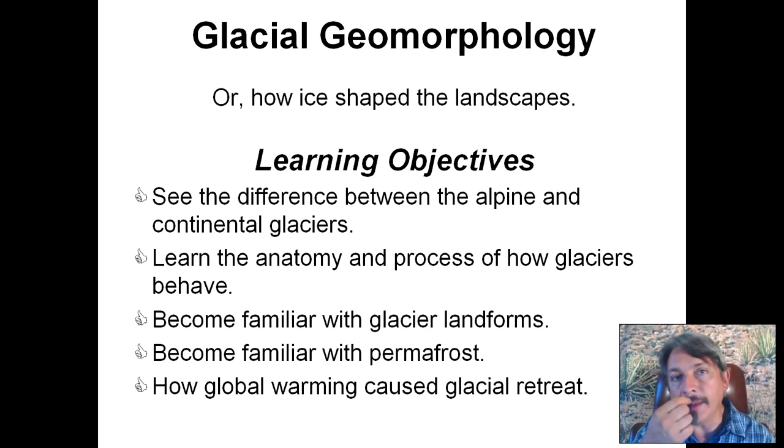In this presentation we will be covering that, but first of all, you will recall that geography is the science concerned with the description, the distribution, and the interaction of the physical and the biological features of the Earth and human activity on it. You will see in this presentation the difference between the alpine and the continental glaciers. You will see the anatomy of a glacier and the process of how they behave. You will become familiar with glaciated landscapes and landforms. You will become familiar with permafrost, and you will understand how global warming caused glacial retreat. Climate change has been occurring for quite a long time.